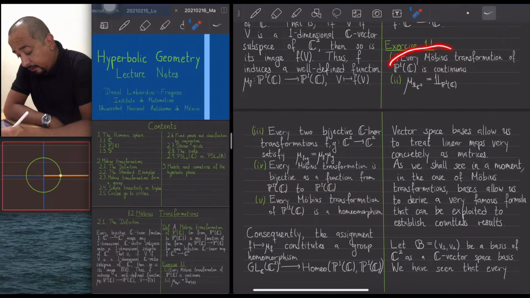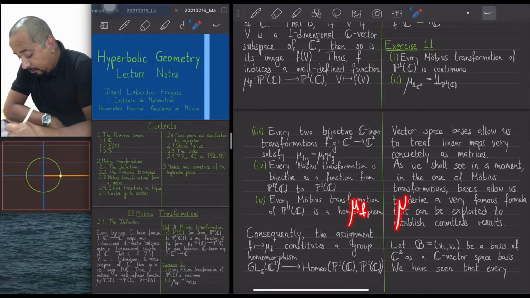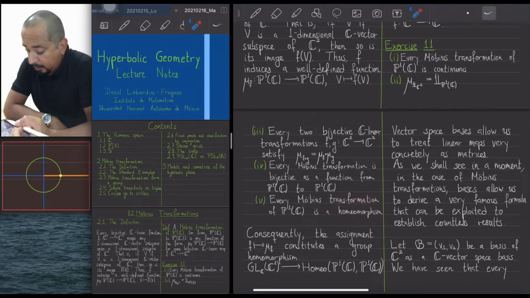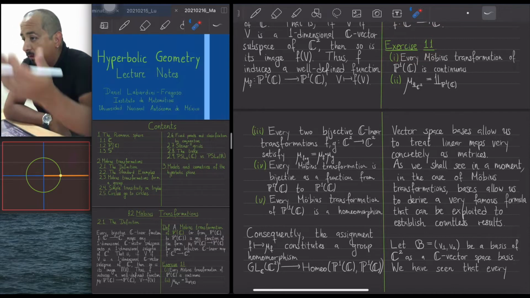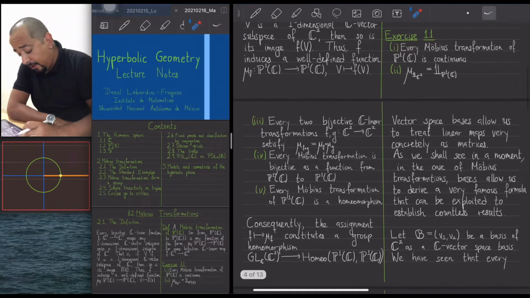Indeed, every Möbius transformation is continuous. So if you give me a Möbius transformation of the form mu F, that one is continuous, but also its inverse is continuous. So it is a homeomorphism, right? Because mu F is continuous and its inverse is continuous as well. Okay, so this is very easy. Maybe I should just have stated it as a lemma instead of an exercise, because I pretty much already did the exercise for you.